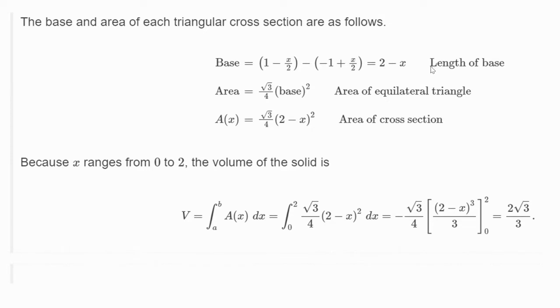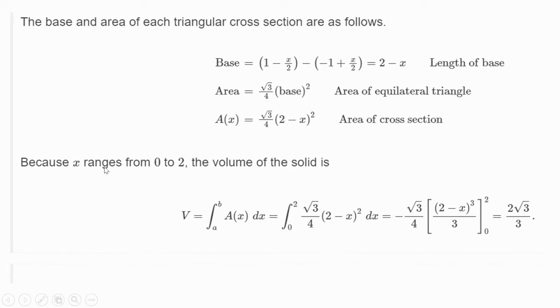Now, so it's 1/2 the base times the height. But you see the height was the square root of 3 over 2 times the base. So if I square that, I get the square root of 3 over 4. And this base is 2 minus x whole squared. So you see, this is the area of the cross section of an equilateral triangle.